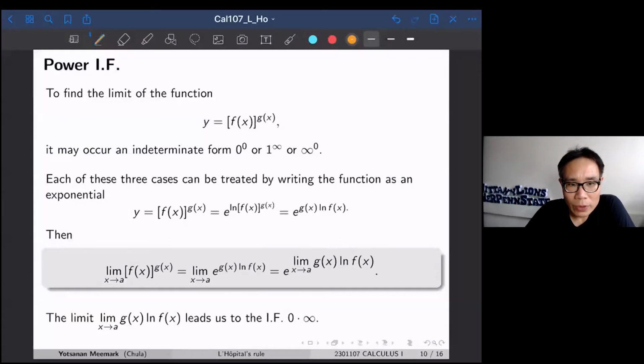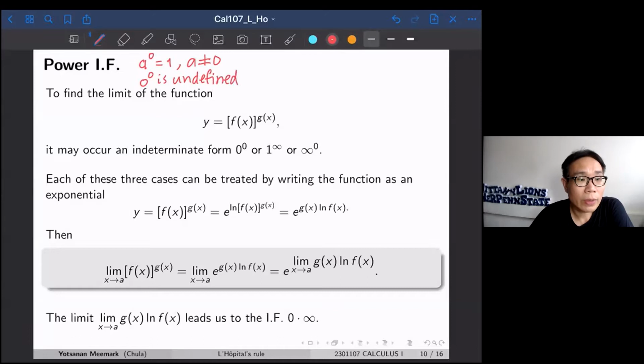The last topic that we're going to talk about in L'Hopital is going to be about power indeterminate forms. The power form gives you y equal to f(x) to the g(x). Let me remind you about the exponent a little bit. You have a to the 0 equal to 1 when a is not equal to 0. And normally you're going to say 0 over 0 is undefined.